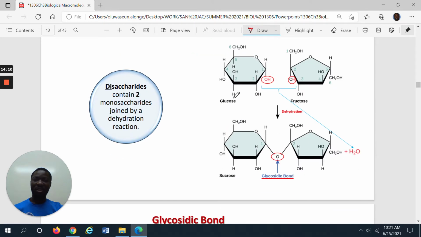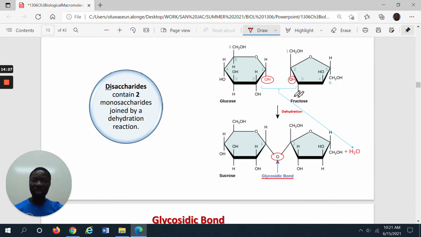So this is glucose. It's a monosaccharide. This is fructose, also a monosaccharide. And they are going to combine to give us sucrose. Sucrose is the table sugar that you eat.